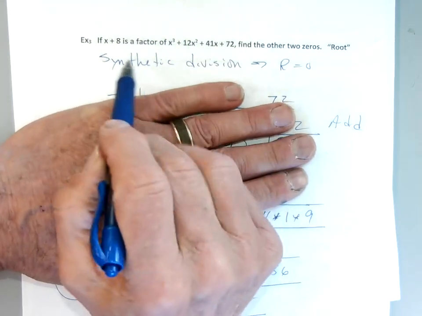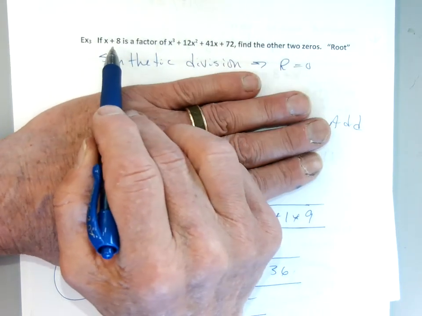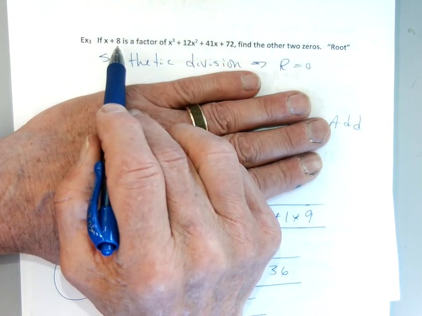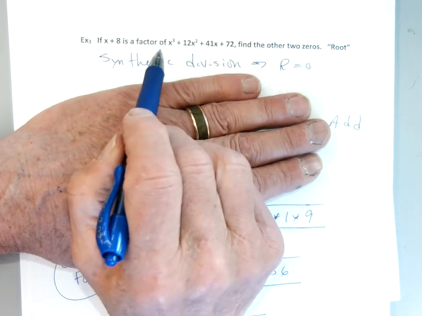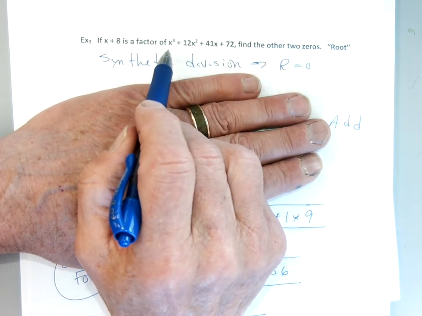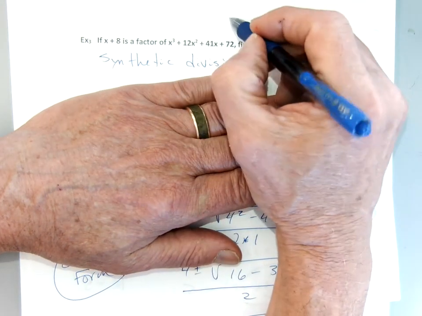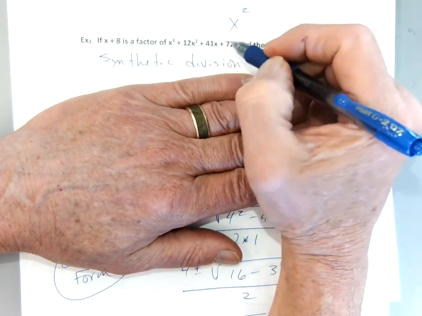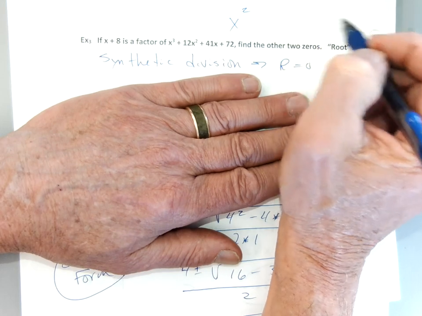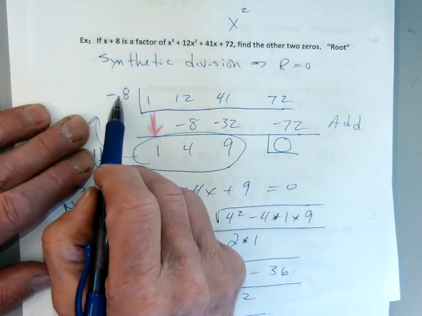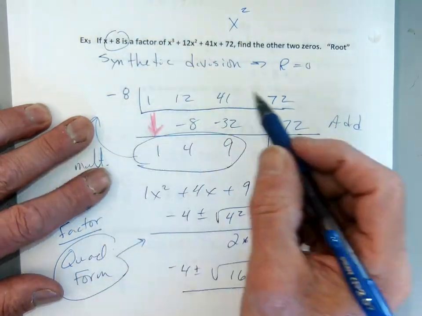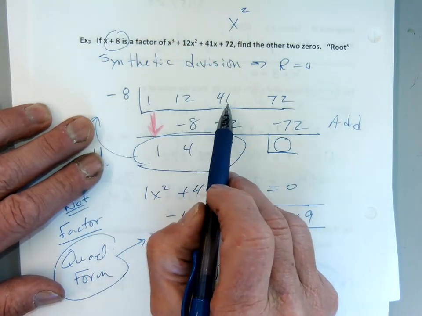I know that x plus 8 is a factor. So that means that if I do synthetic division, I'll get a remainder of 0. Okay, so I want to do synthetic division because then I can get it down to some x squared. And if I get down to some x squared, it'll either factor or I can just use the quadratic formula. So I did synthetic division with negative 8, right? It's the opposite. With 1, 12, 41, 72.